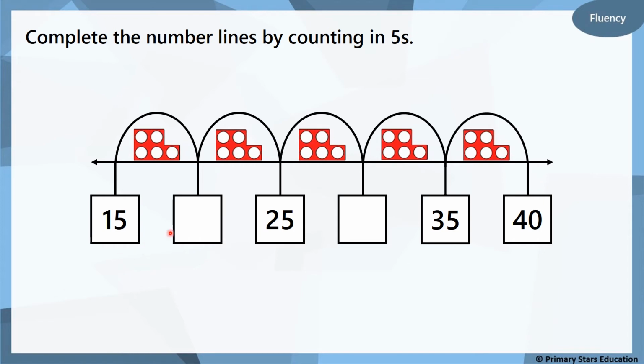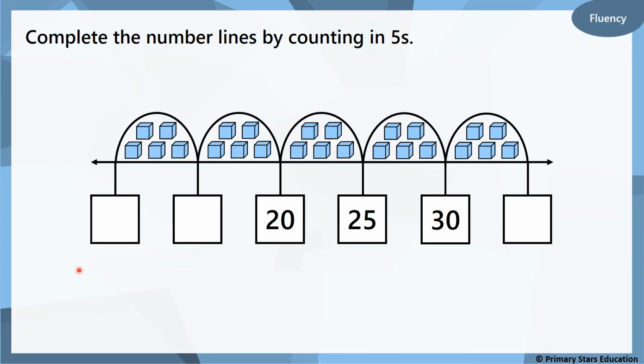What are these missing numbers going to be? Have a go at writing them down and pause me if you need a bit more time. Okay, let's see if you've got it right. 15, 20, 25, 30, 35, 40. Well done if you said 20 and 30 as the missing numbers. Each time we're adding on 5, aren't we? Brilliant. And we have a number that's got the 5s and the 1s and then the 0. 5 and then a 0. That really helps us.